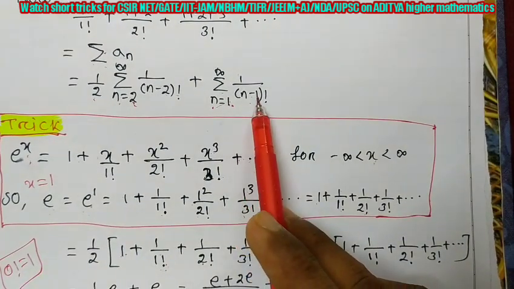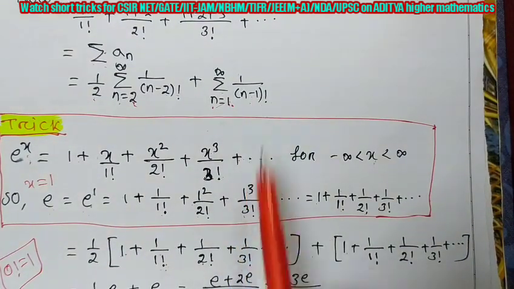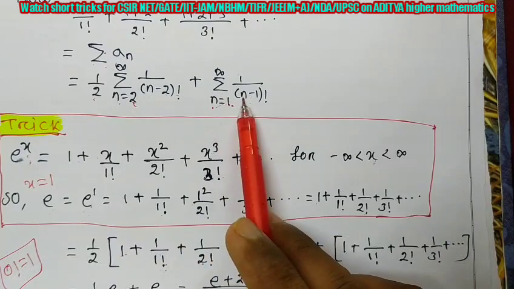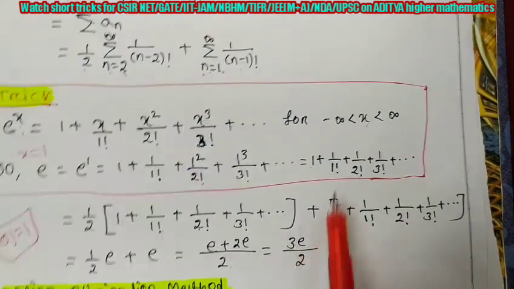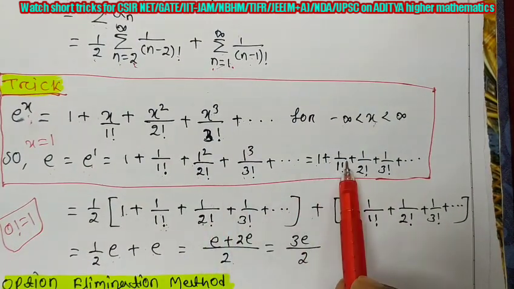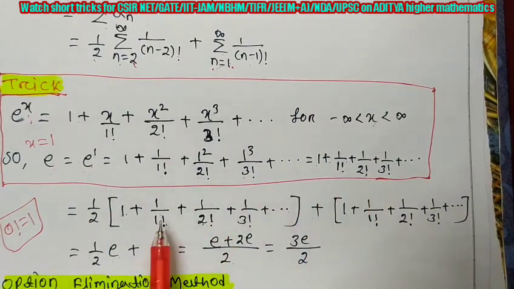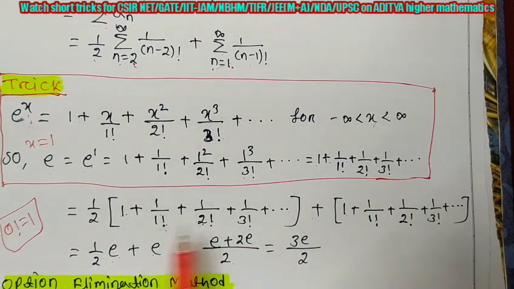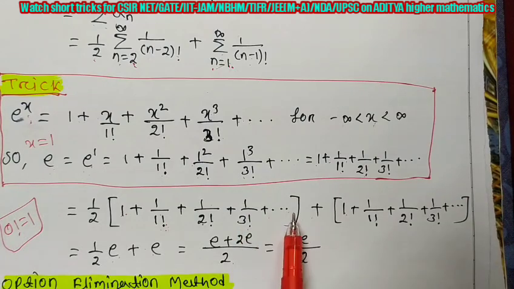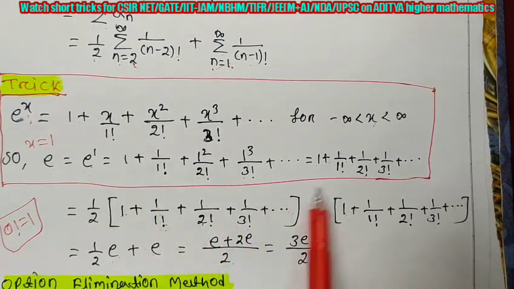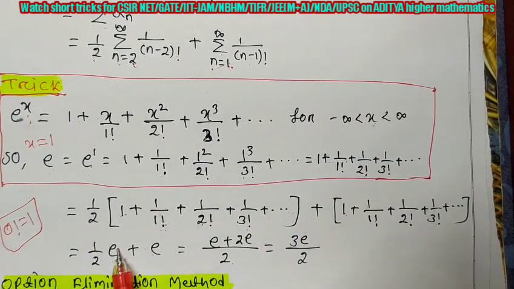The same thing in the second series. When n is 1, 0 factorial, which is 1. When n is 2, 2 minus 1, 1 factorial. n is 3, 3 minus 1, 2 factorial. Like this it will come. Now you look at this, both are the same thing. What is the value of e we got? The same thing we are getting in that series: 1 + 1/1! + 1/2! + 1/3!. So its value now we can use as e.